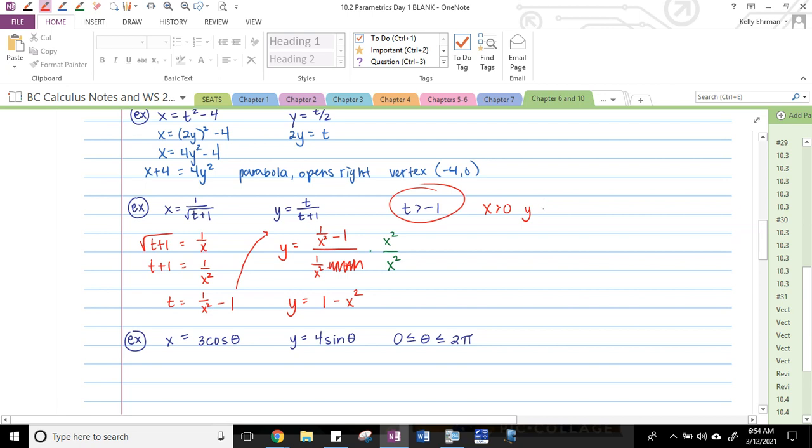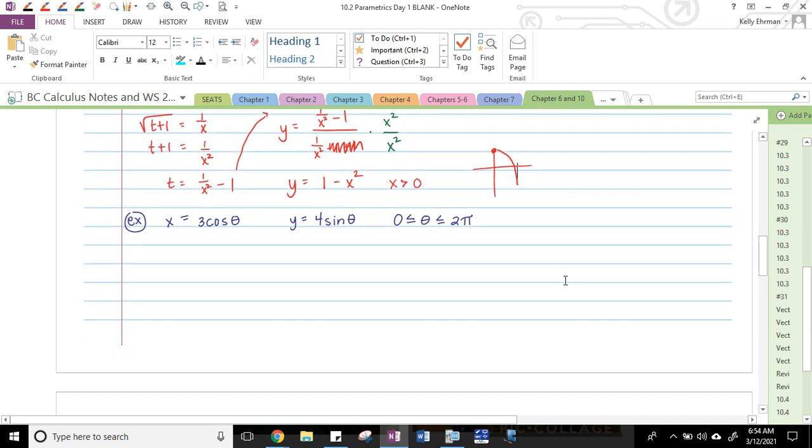So I don't think we have a limit to our range for those, but we do have a limit for our domain. So I'm going to say y equals 1 minus x squared, but we're only plugging in x values greater than 0. It would be a little parabola that has this vertex at 0, 1, but we're only looking at this side. Okay.